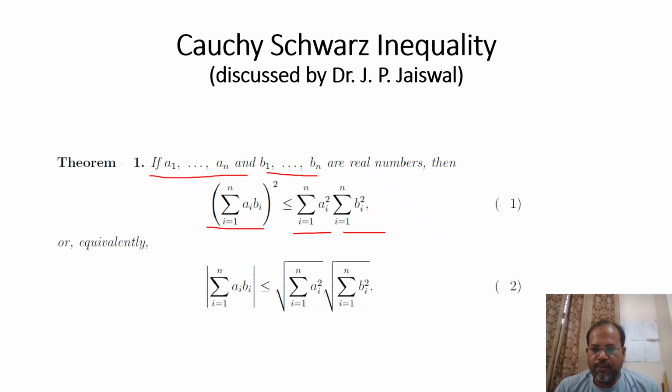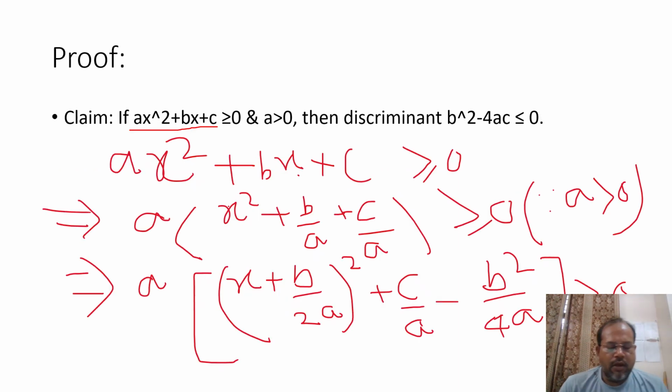So now we come to the proof. How do we deal with the proof? To prove this theorem, we have to use one auxiliary result. What is the auxiliary result?